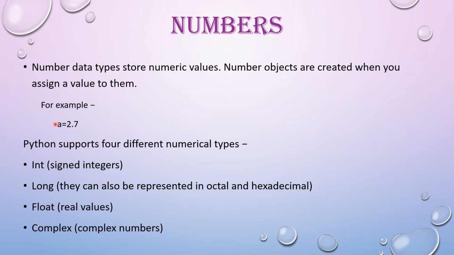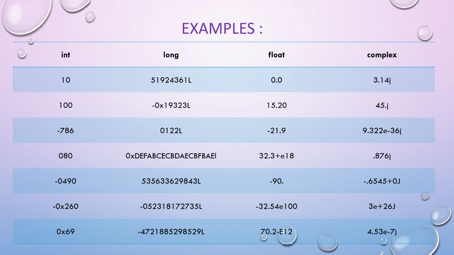Here we have initialized a variable a with a float value, which is a number. We can also assign this variable with 2, which is an integer value, with 234L, capital L, which is a long, and 2.7j, which is a complex number. Here the examples of int, long, float and complex are given. We can see here how these numbers are initialized to any variables.